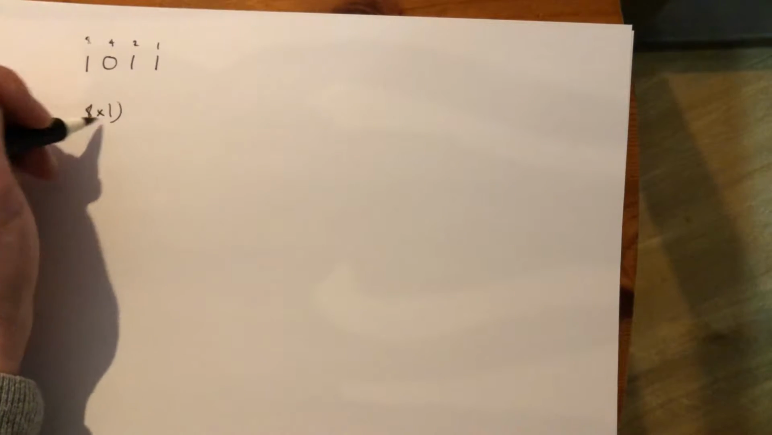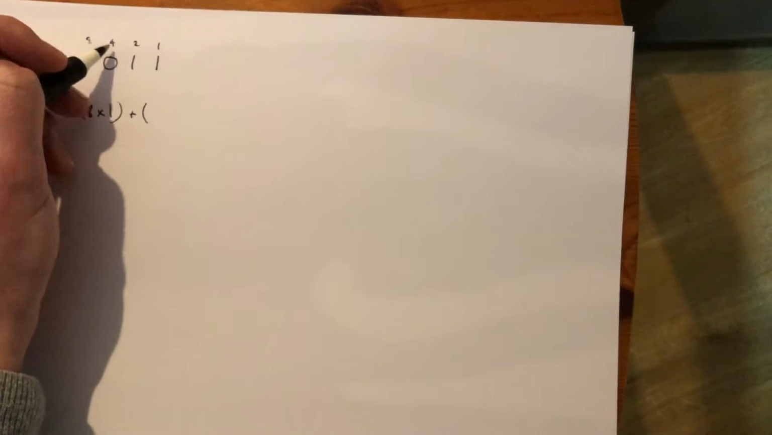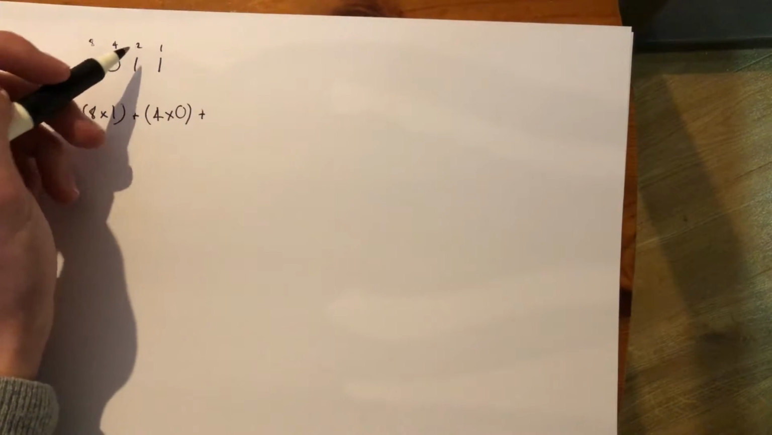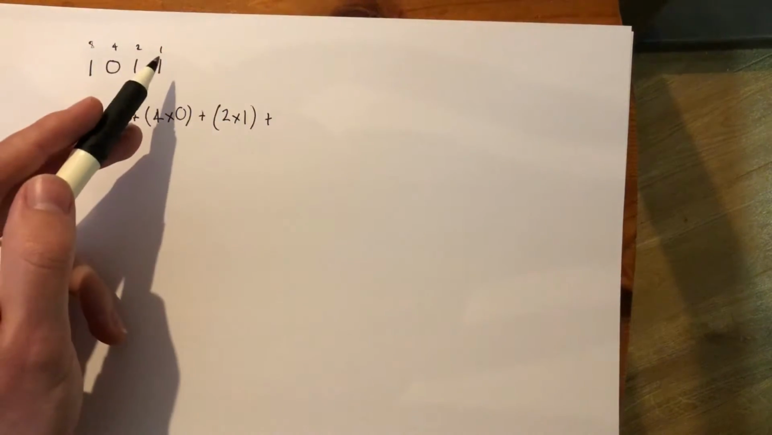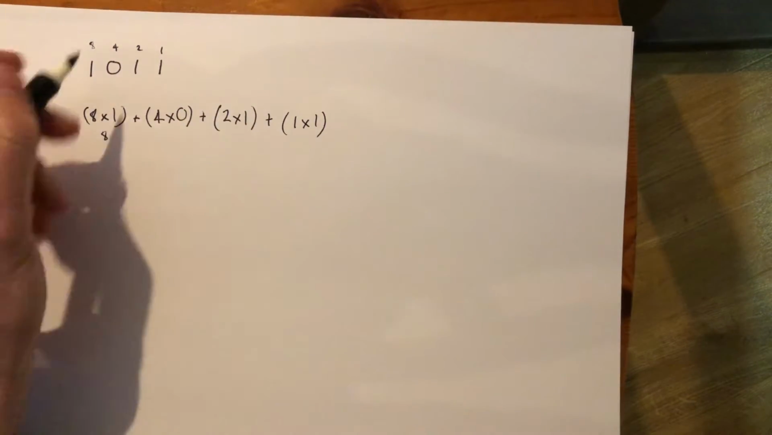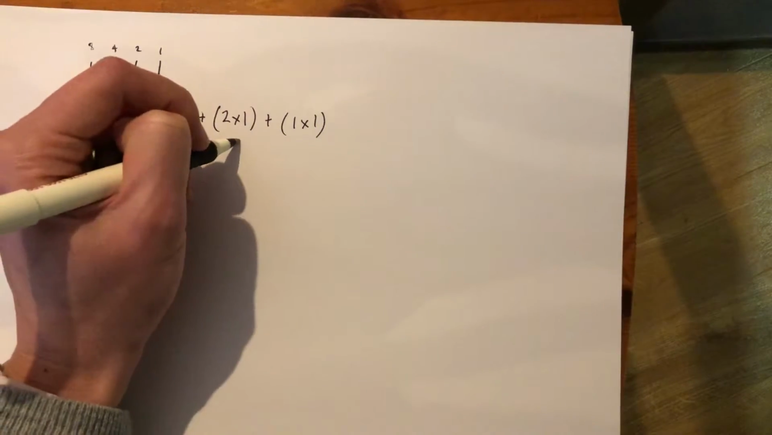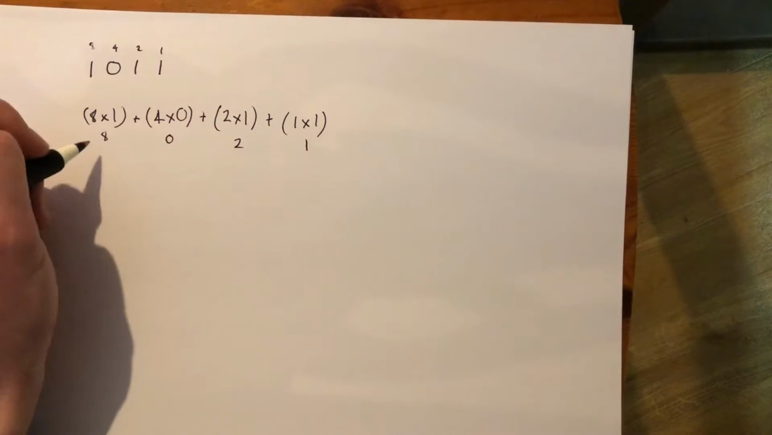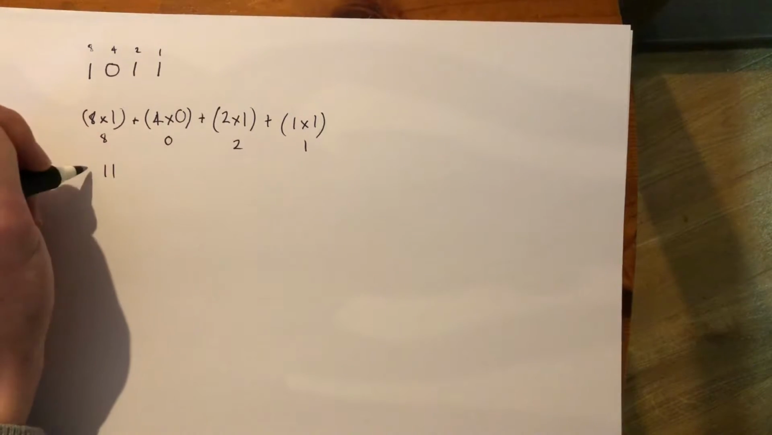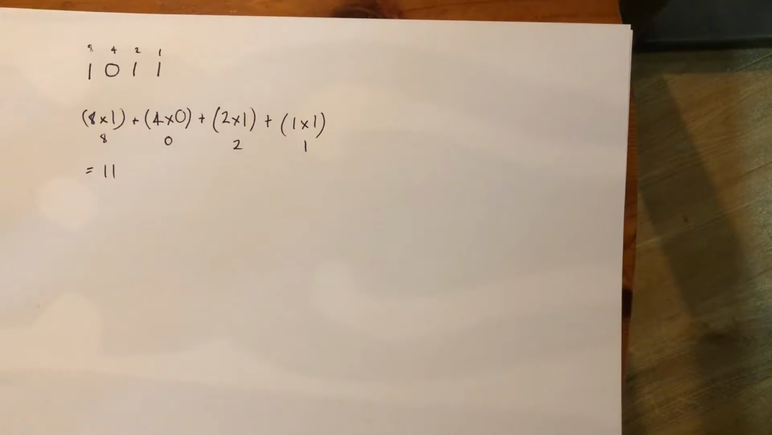So we do 8 times 1, plus 4 times 0, plus 2 times 1, plus, you guessed it, 1 times 1. Okay, I'll just put underneath those what those values are. 8 times 1, 8, 4 times 0, 0, 2 times 1, 2, 1 times 1, 1. We add them all up together. 8 plus 2 is 10, plus 1, 11. There we have our answer.